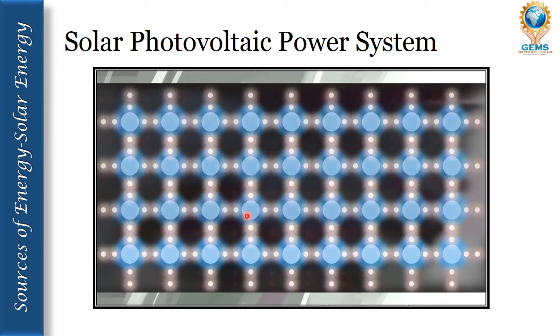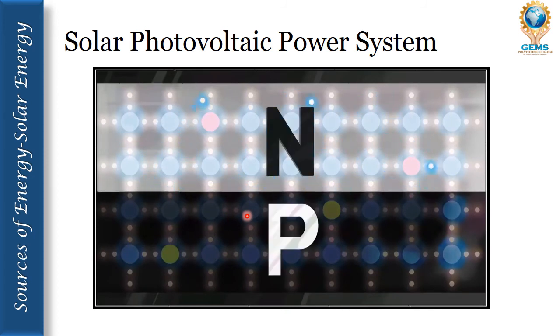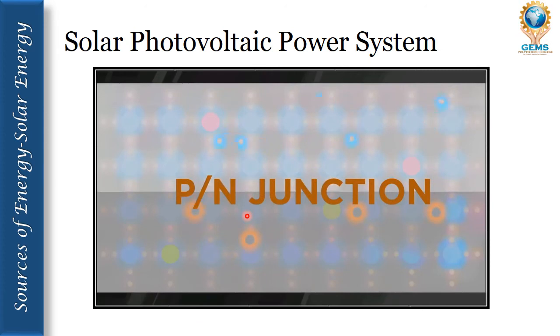A silicon solar cell uses 2 different layers of silicon. N-type silicon has extra electrons, and P-type silicon has extra spaces for electrons, called holes. Where the 2 types of silicon meet, electrons can wander across the P-N junction, leaving a positive charge on one side and creating a negative charge on the other.